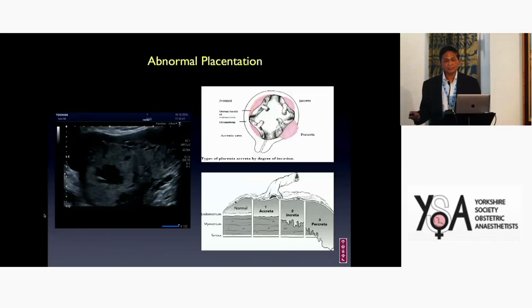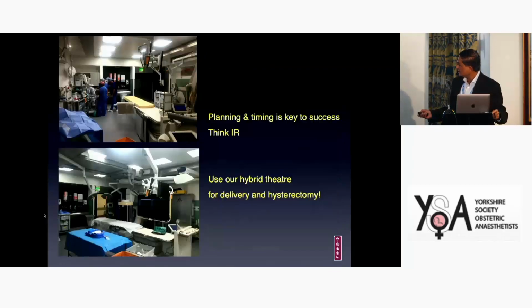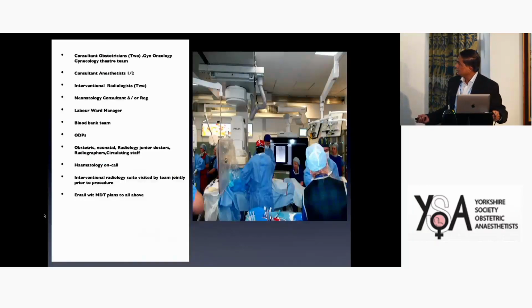I'll briefly deal with abnormal placentation. This is another thing where we made a little bit of a dent. So planning and timing is key. Some of you said hybrid theatre. That's exactly what we did. Use our hybrid theatre for delivery and hysterectomy if required. So a huge number of people involved in the whole group and a lot of MDTs prior to the procedure.